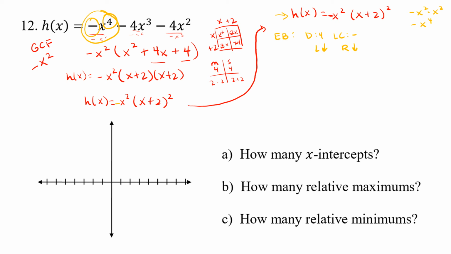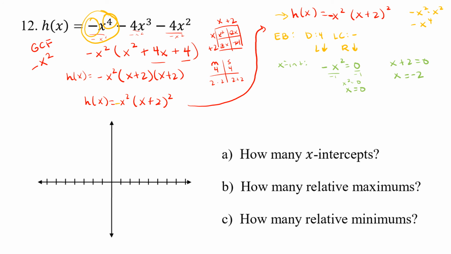Now, x-intercepts. To find the x-intercepts, you set each factor equal to 0. So negative x squared equals 0. X plus 2 equals 0. This one's quick, it's x equals negative 2. This one's a little bit trickier, but not really. You divide by a negative 1, giving you x squared equals 0, still telling you that x equals 0 there.